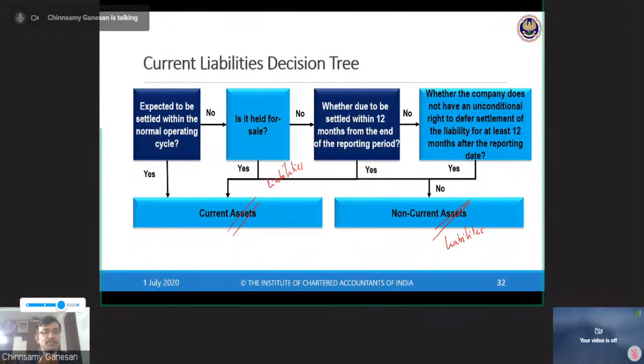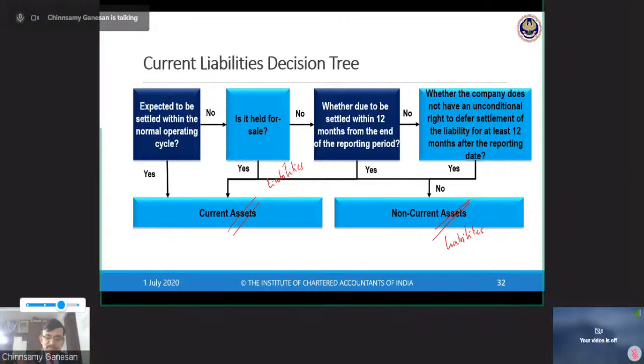First installment falls due on 30th of March 2021. So in that case, we have to be careful that what is due to be settled is within 12 months from the end of the reporting period. And accordingly, I do not have any unconditional right to defer settlement. Both the conditions will fail. So that 1 year period is considered as current maturities of non-current liability. That will be shown separately as a current liability. The balance 3 installments will be shown as part of non-current liability relating to the term loan.